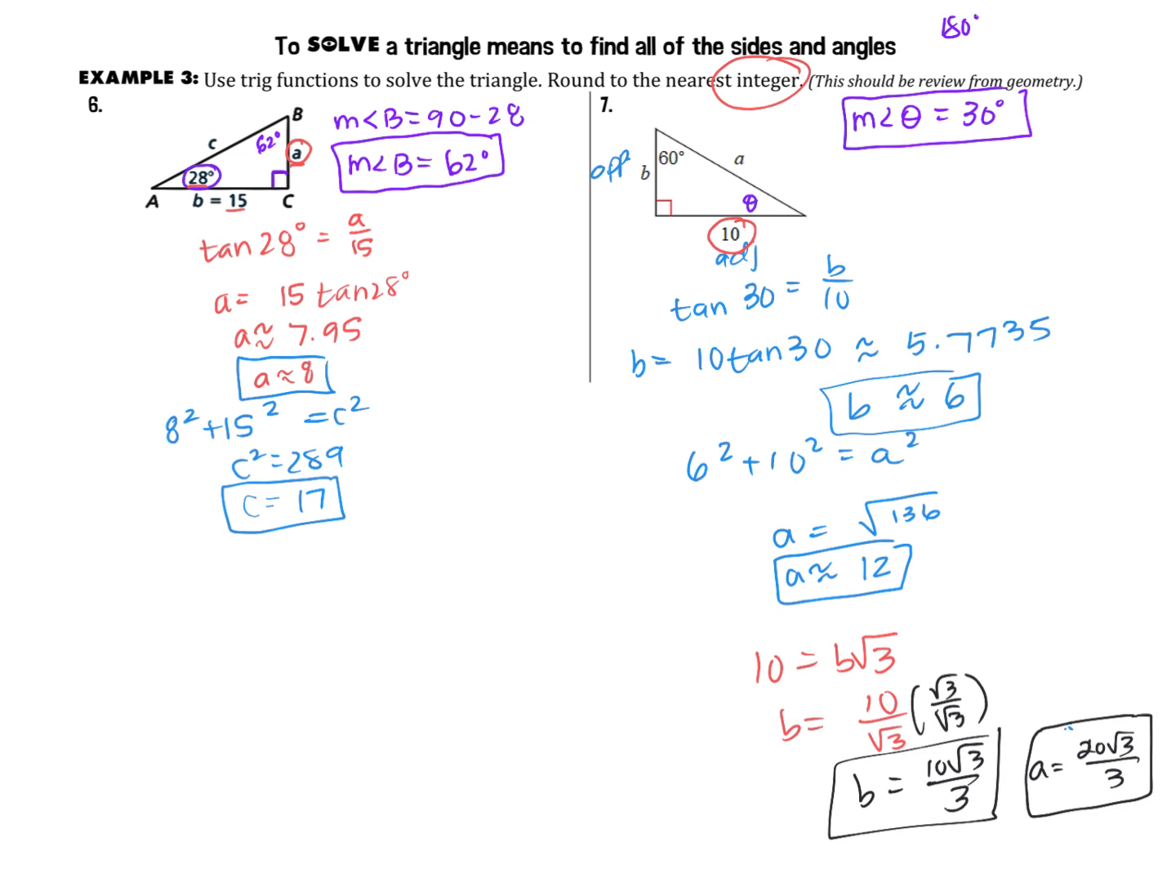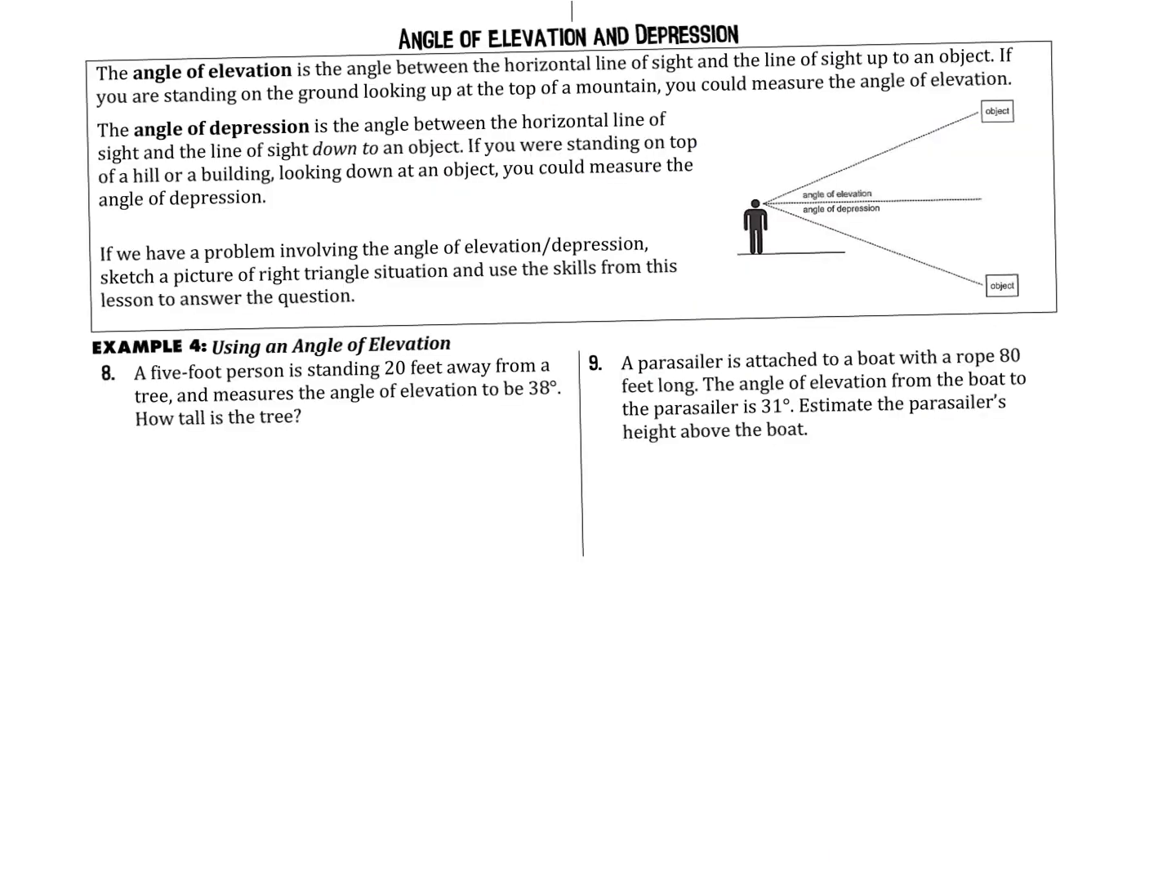Let's look at one last topic, angle of elevation and angle of depression. So the angle of elevation is the angle between the sight line moving upwards towards an object. So if you're standing on the ground looking up at the mountain, that angle that you're forming would be your angle of elevation.